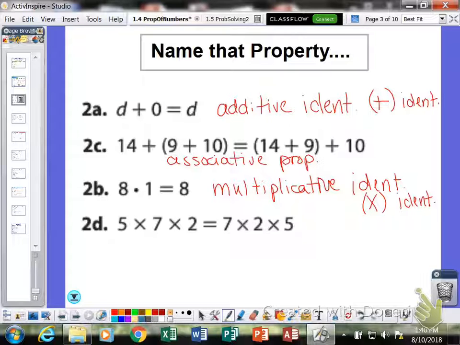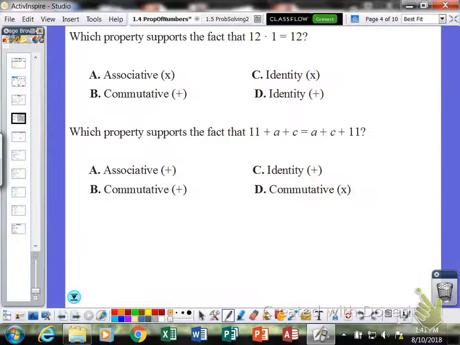And then the last one, 5 times 7 times 2, 7 times 2 times 5. We'll notice the things got switched around here. So the order of the numbers changed. They're not in the same order. So this is the commutative property.